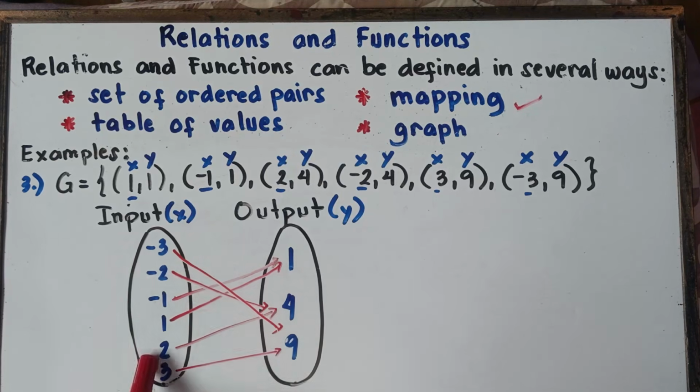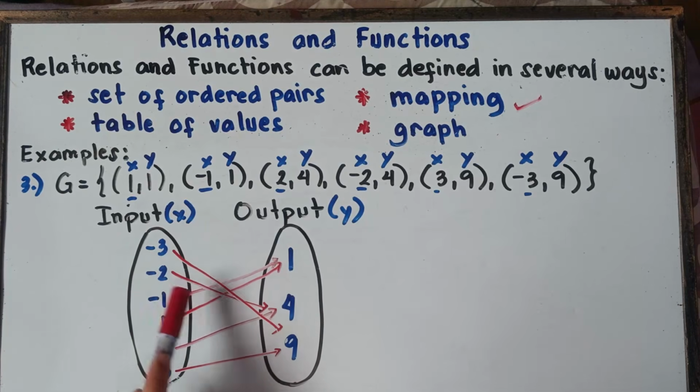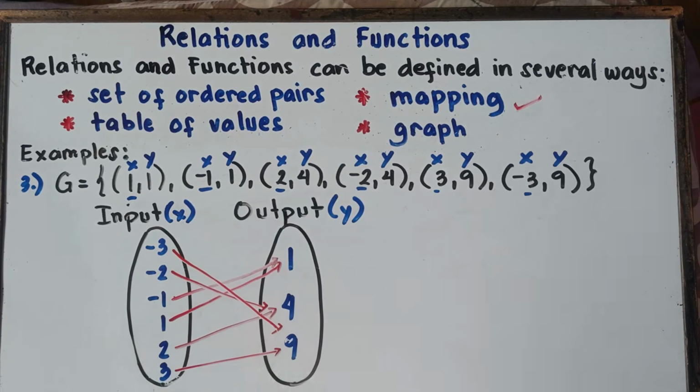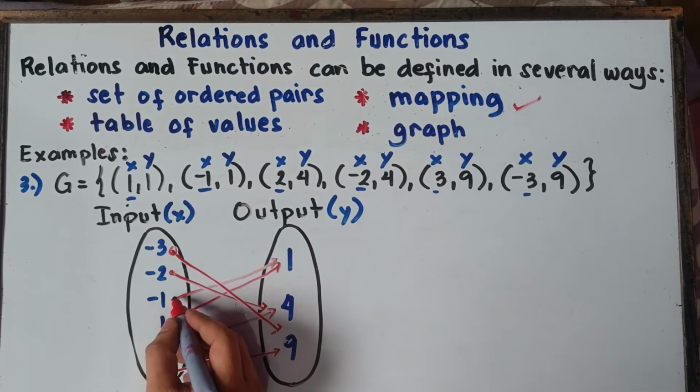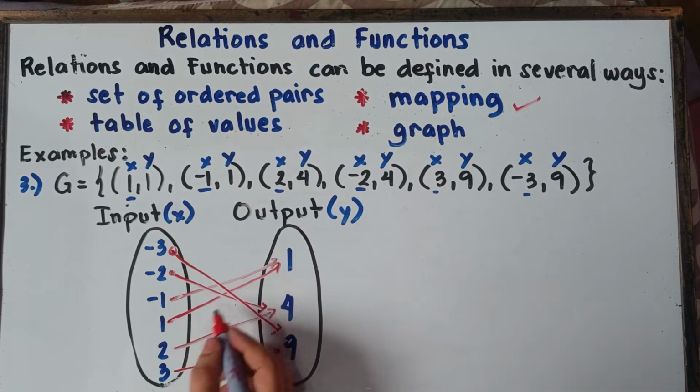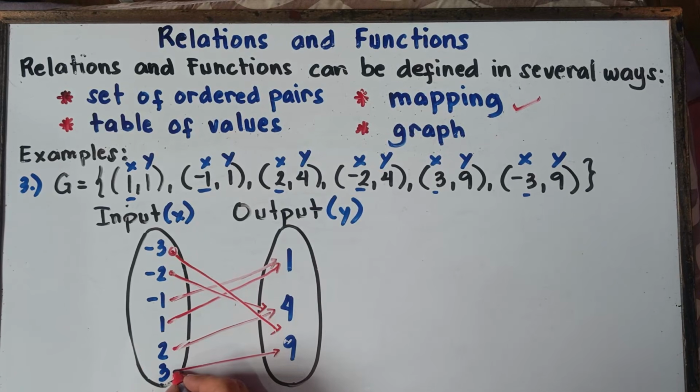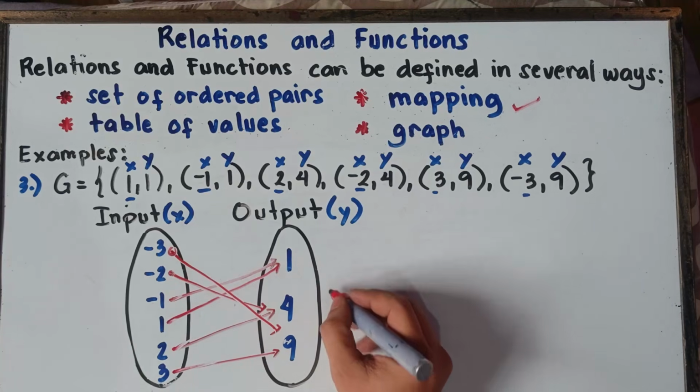With this given input, 3 has exactly one arrow. 2 has exactly one arrow. Check this one out, class. Only one arrow. This one right here. Only one arrow. Only one arrow. Therefore, class, this will be a function.